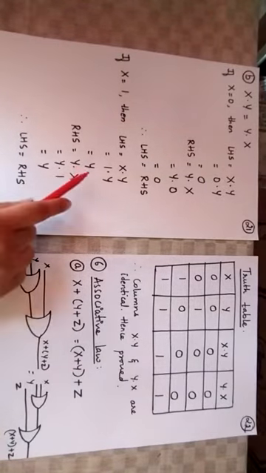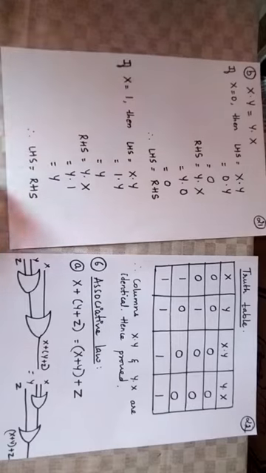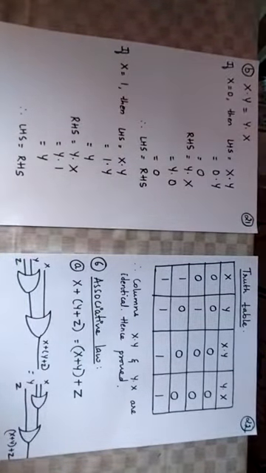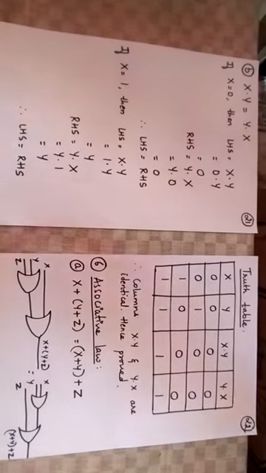Take the right hand side, which is y dot x. Keep y as it is. Replace x with 1. Now y dot 1 results in y. Okay. Now check the final values of both left hand side and right hand side. Both are y, therefore left hand side equals right hand side. So this was the proof with the help of proof by perfect induction.